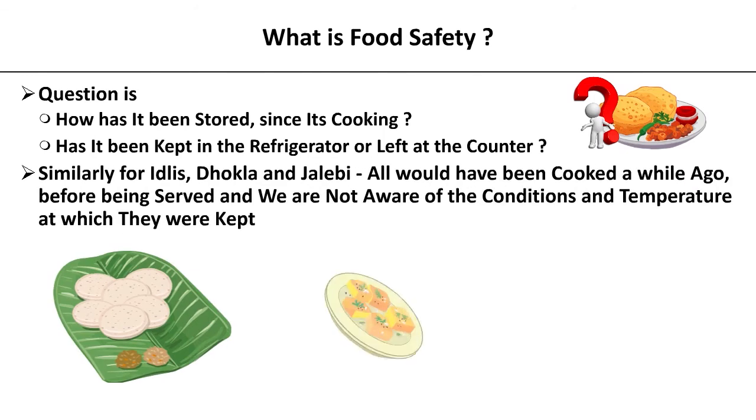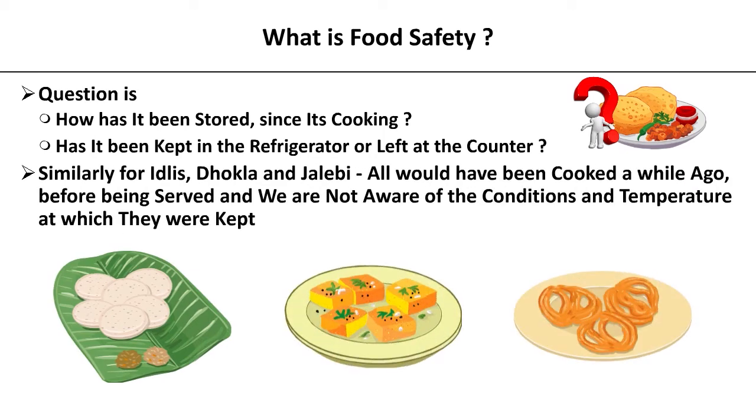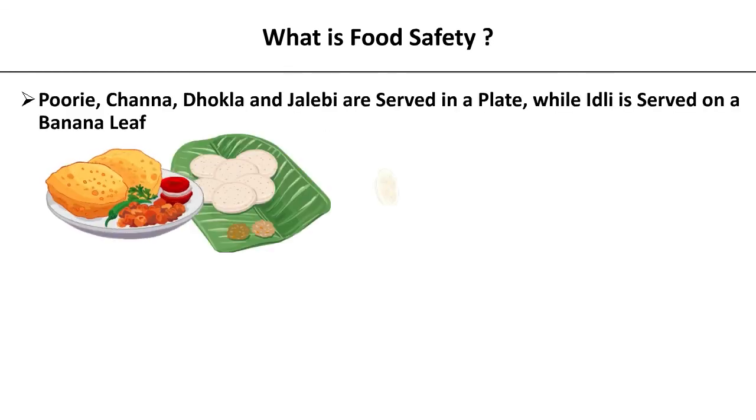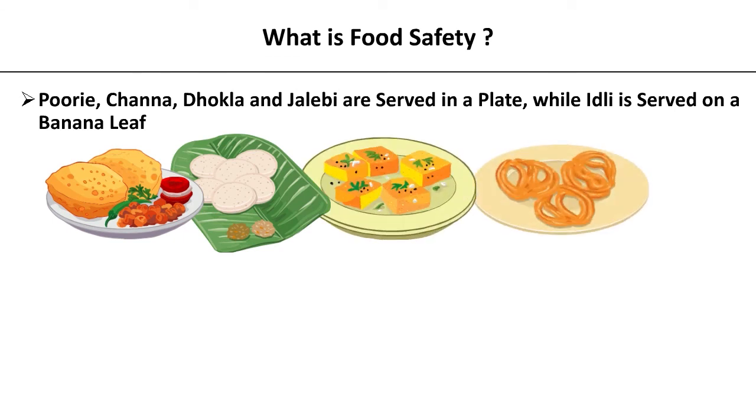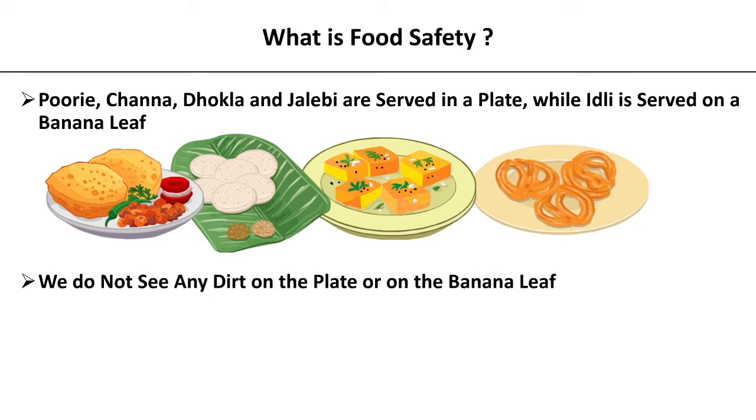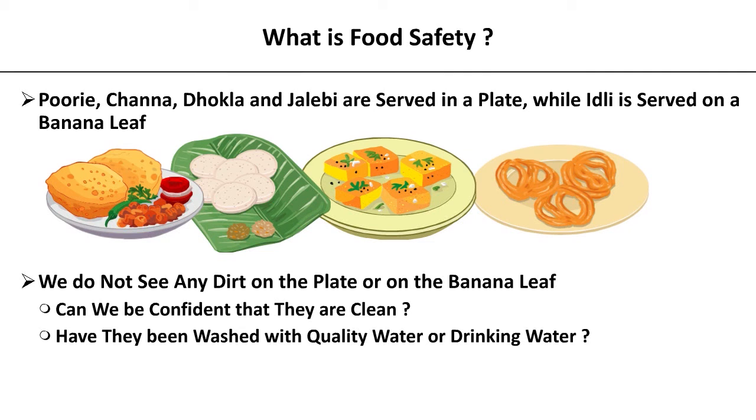Similarly for idlis, dhokla and jalebi, possibly all would have been cooked a while ago and before being served to the consumers and guests. And we are not aware of the conditions and the temperatures at which they were kept. Puri, chana, dhokla and jalebi are served on a plate, while idli has been served on a banana leaf. Though we do not see any dirt either on the plates or on the banana leaves, can we be confident that they are clean? Have they been washed with good quality or drinking water?